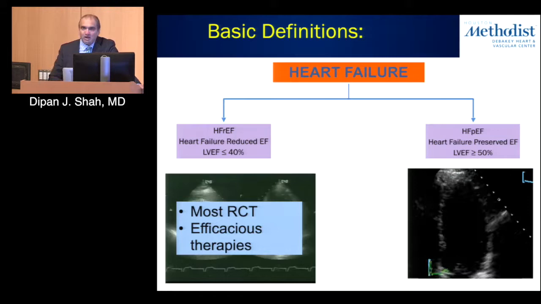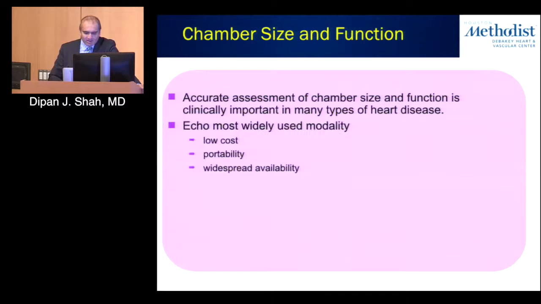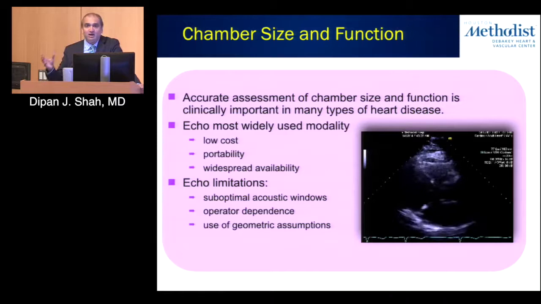But the reality is that there are times when echo may be suboptimal. You may have poor image quality. You may have challenges with proper endocardial border definition. And we also know that one limitation of echo is that it requires some geometric assumptions to derive assessments of LV function. So in a case like this, which I didn't go through too hard to find, you can't really tell a whole lot, right? It's cases like this where there may be a role for something like the MRI.